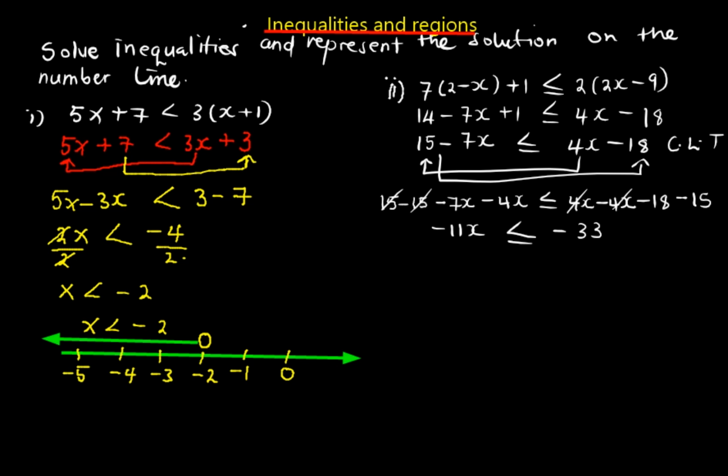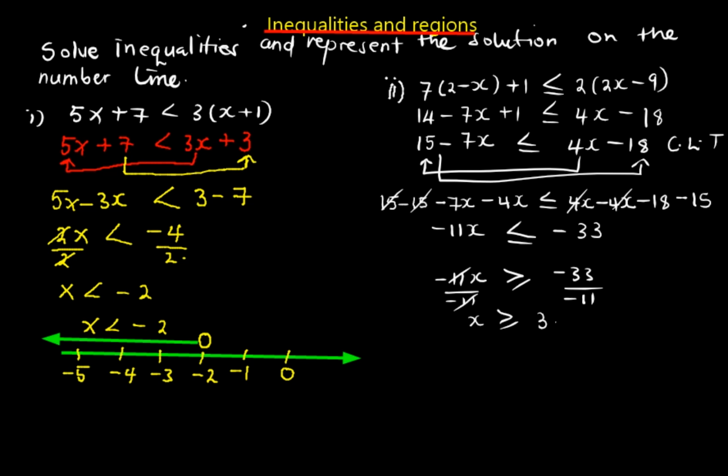Is that okay? So we are going to divide both sides by negative 11, and we say that when we are dividing with a negative, the inequality symbol changes. Therefore, negative 11x divided by negative 11 is either greater than or equal to negative 33 over negative 11. Negative 11 divided by negative 11 is 1. Therefore, we shall have x greater than or equal to, negative 33 divided by negative 11, that is 3.